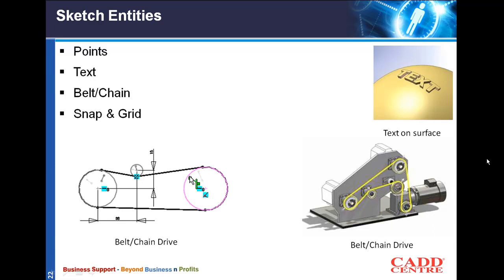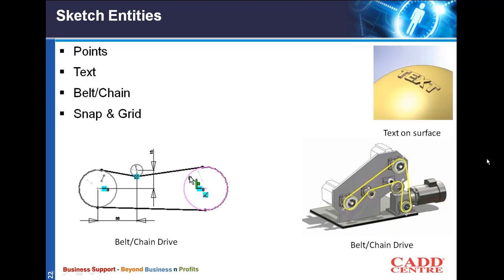Next, the interesting topics are points, text, build chain, snap and grid. Points, as you know, are used as a reference for geometry creation, and text is used to write the company message or company logos or component number on the product.